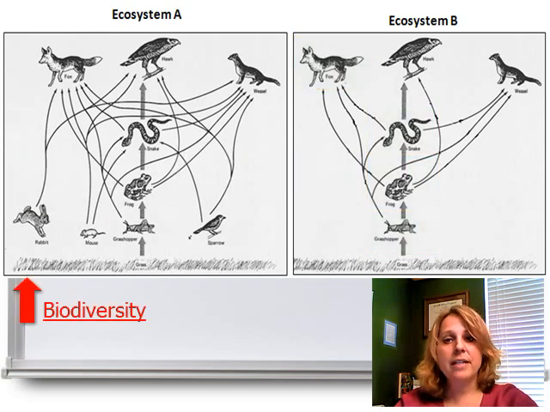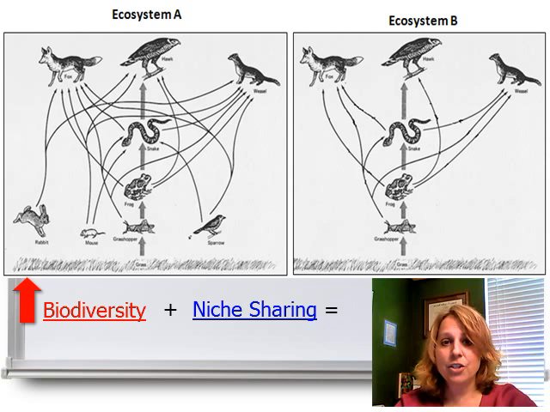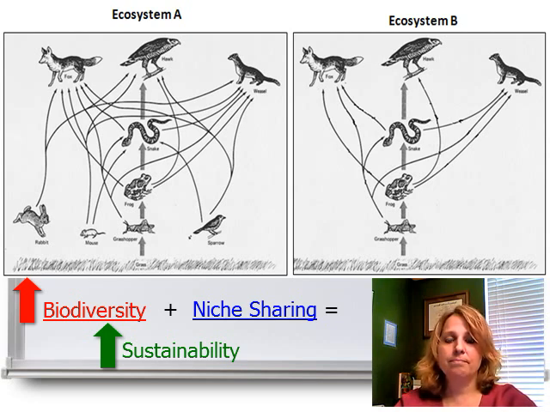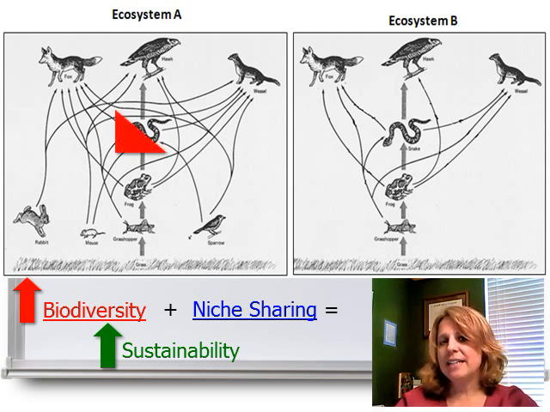Greater biodiversity combined with organisms sharing niches or roles results in higher populations of species during catastrophes and greater sustainability. It's time to check your understanding. If a disease kills 50% of the snake population, what would happen to the population of hawks in ecosystem A?